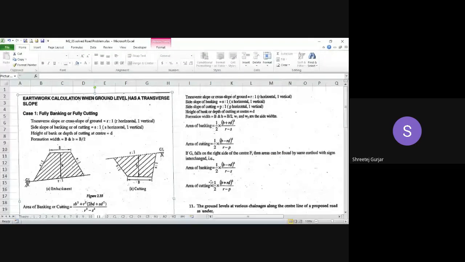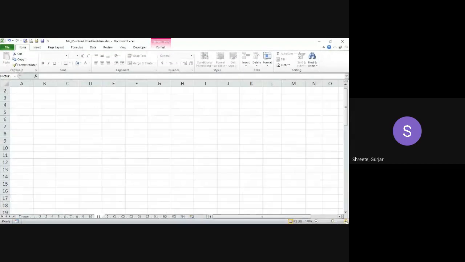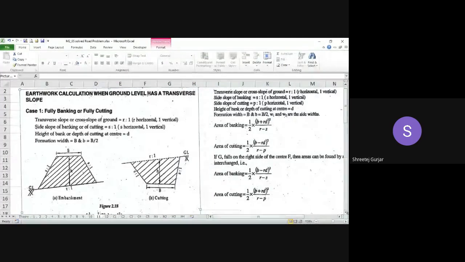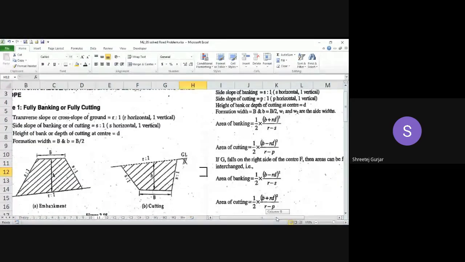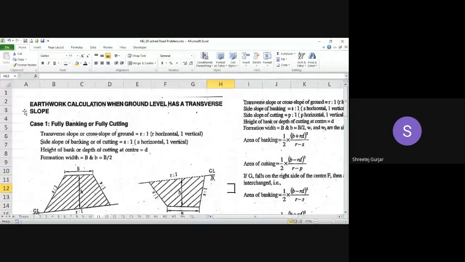Now after we are done with this kind of numerical, we are dealing with numericals wherein we have a transverse slope. Now we will learn how to calculate the earthwork when we have a transverse slope. We usually have a longitudinal slope, where we have either a rising gradient of the road or a falling gradient.